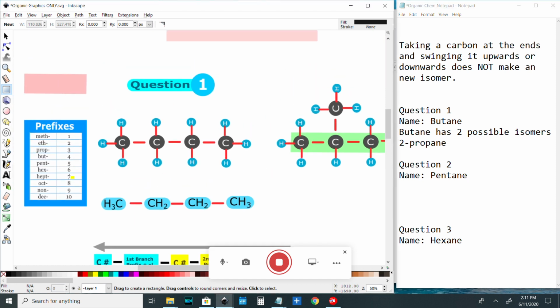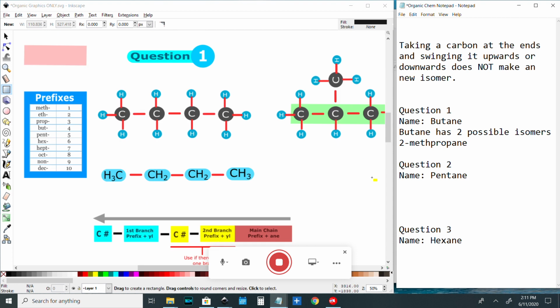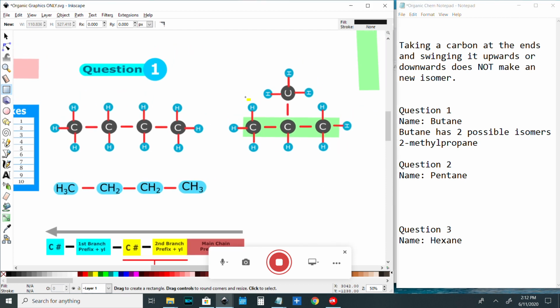So if it has 1 carbon in it, it's meth. So it's METH, and because it is a branch, it ends with Y and L. So you notice by rearranging it this way, we still have the same amount of carbon and hydrogens, but it has a totally different name. So this is an appropriate isomer.